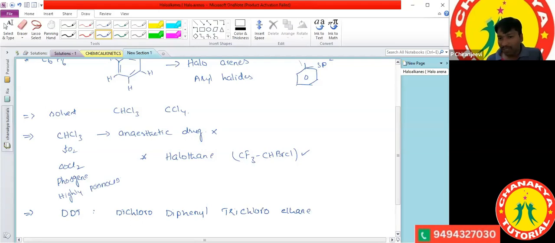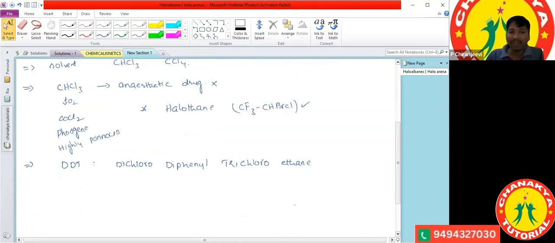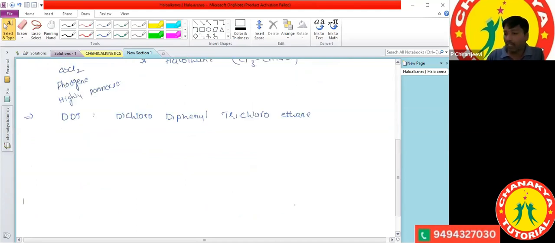So this is the previous year question here. They ask, what is the structure of the DDT? Otherwise they'll give the structure and you have to write the IUPAC nomenclature of the DDT. They ask this question at NEET level, and sometimes at JEE Mains level also.